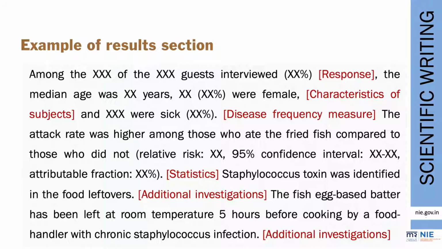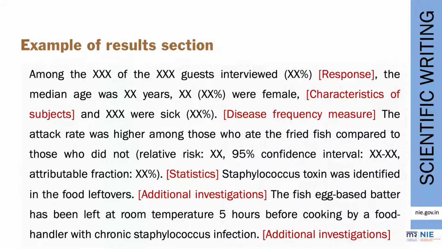What sort of analysis was done? What did we find out in the univariable and multivariable analysis? And was there any additional investigation done to identify what was the specific causative agent of the gastroenteritis? In this case, it is a Staphylococcus toxin. Whether any additional probing was done to identify what was the source of this staphylococcal gastroenteritis that is happening. In this case, they identified that unhygienic practices, that is leaving the fish egg batter at room temperature for 5 hours by a food handler who has chronic staphylococcus infection, led to the outbreak.